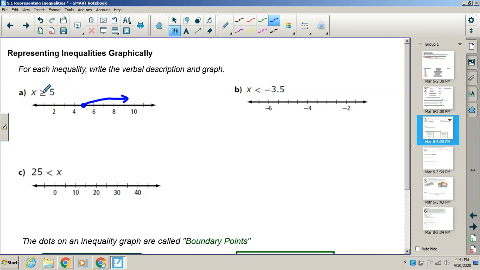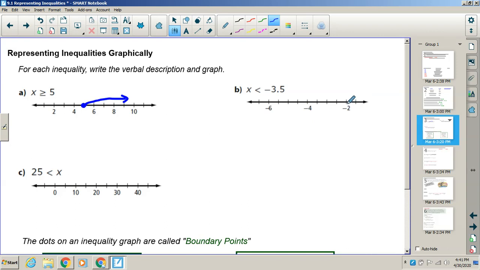Again, shaded in dot if it's greater than or equal to or less than or equal to. B, x is less than negative 3.5. In this one, my boundary point, I have to figure out, okay, where's negative 3.5 on this number line? Well, here's negative 2, here's negative 4.